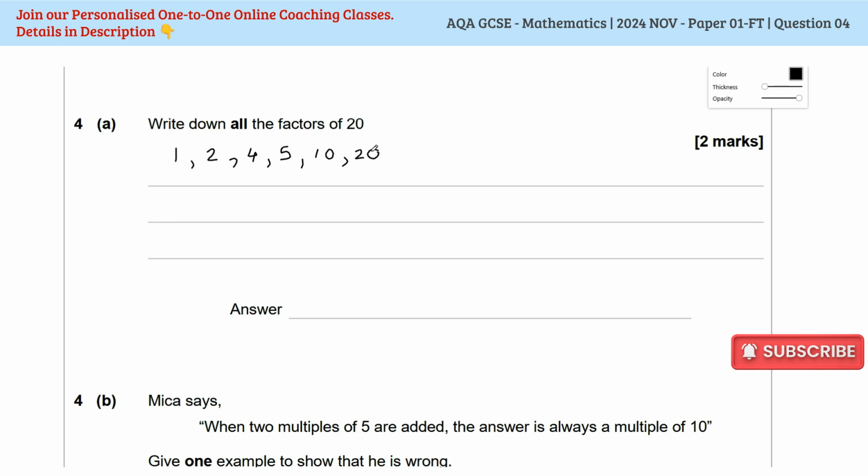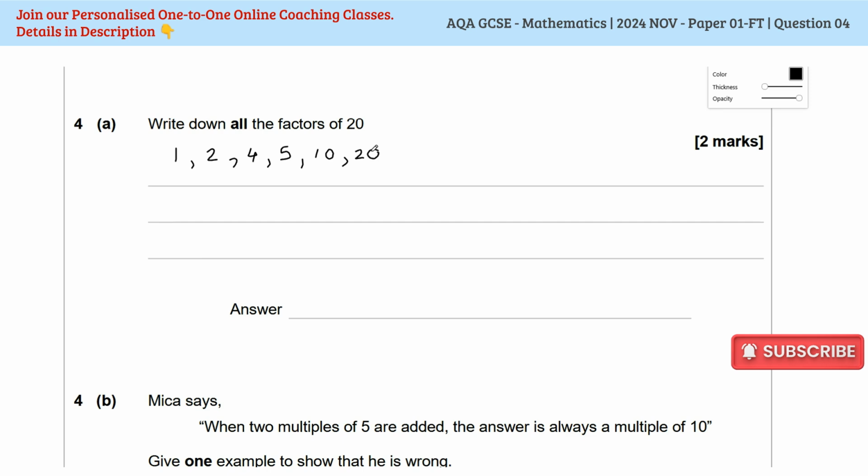So we have 6 values of factors of 20. If you write all 6 of them, you would get 2 marks. However, there are some restrictions. If you have written only 3 correct values but with 0 incorrect values, you can get 2 marks.